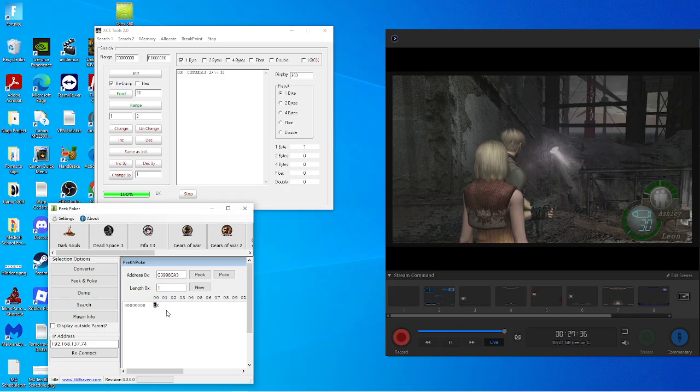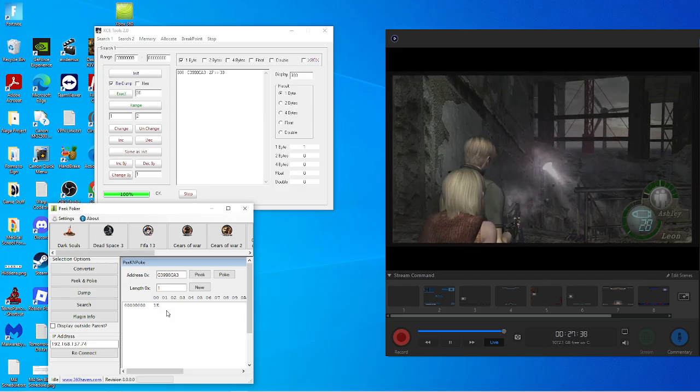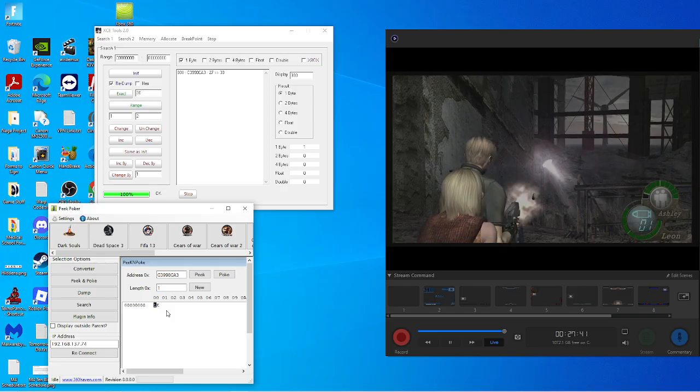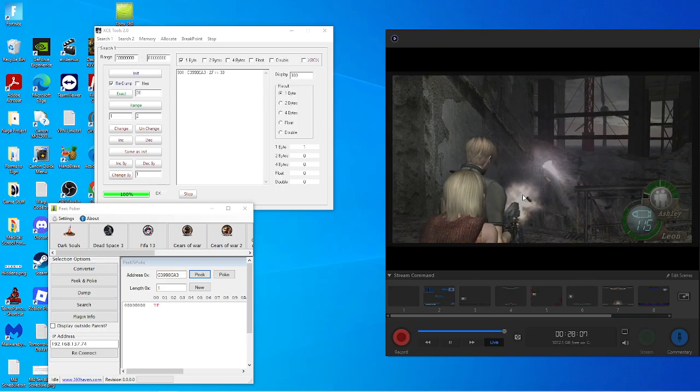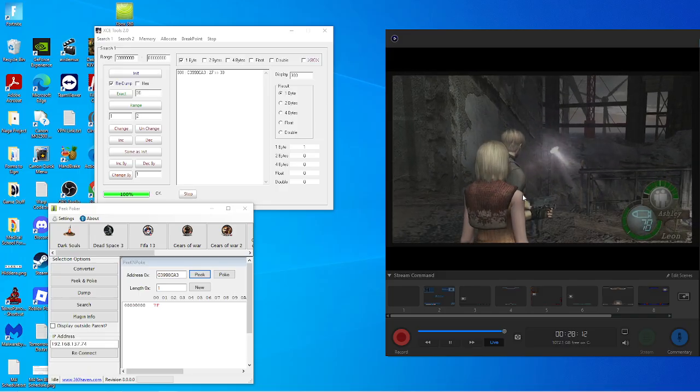Okay, so here's what I'm going to do. I'm going to get us down to some ammo. And then I'm going to click peek again, and look, it matches the same amount of bullets we've got in game. So let's say, for interest's sake, assuming we're dealing with a 1 byte value, let's set this to 7F. Watch what happens. Click poke, and we have 127 bullets. And to prove that I'm not joshing you, we have fired way more than the usual 30 bullets that can fire. So that should go to show you that this is actually working.